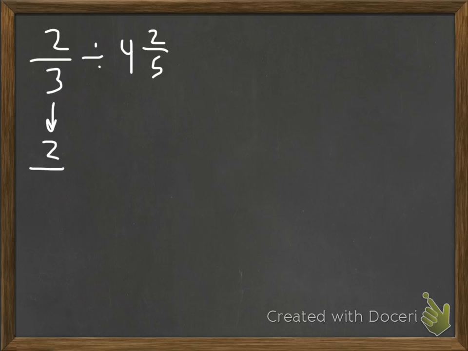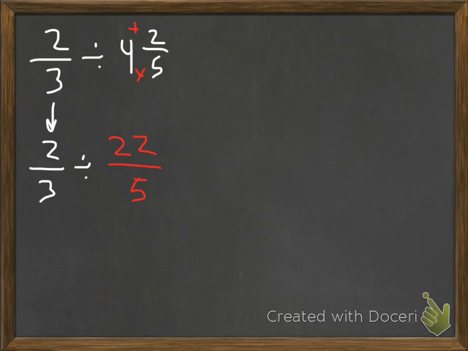So we have 2/3 divided by 4 2/5. Alright, so step 1 is to change your mixed number into an improper fraction. 4 times 5 is 20, plus 2 is 22, and your denominator stays the same.